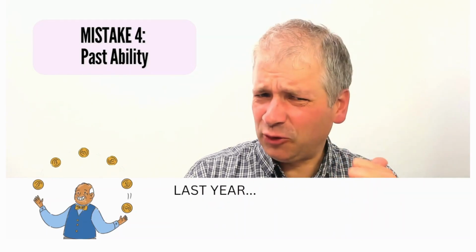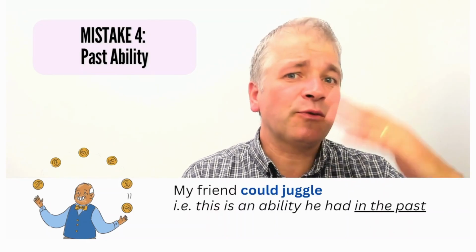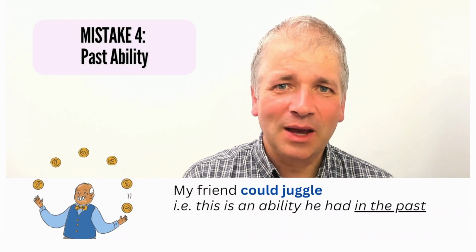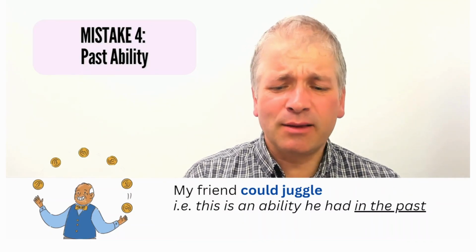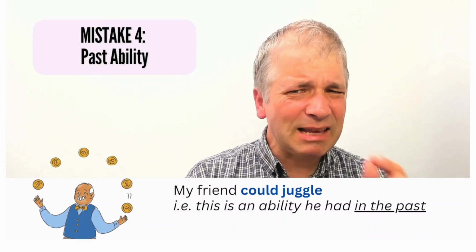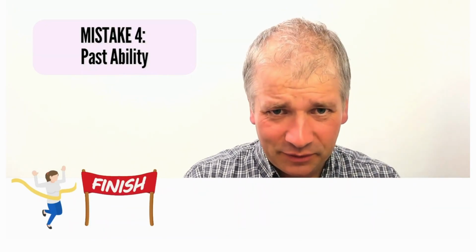What about if I'm talking about last year? Well, could can be the past of can in this case. My friend could juggle. And this means this is an ability he had in the past. It seems simple, doesn't it? But let's throw in something different.